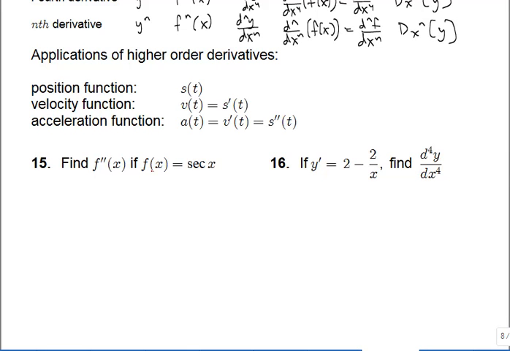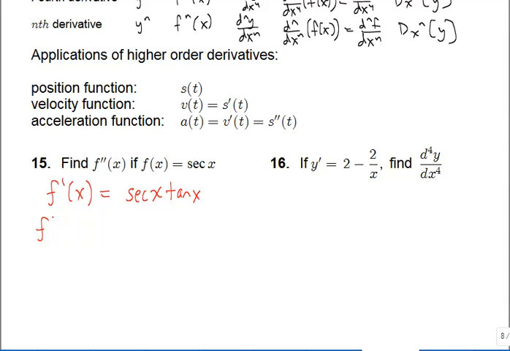Suppose that our function f of x is secant of x. Let's find the second derivative of that. Now you can't find the second derivative without knowing the first derivative. So first we need to find f prime of x. So the derivative of secant of x, this is one of those that you need to have memorized. The derivative of secant is secant tan. So this is going to be secant x times tangent of x.